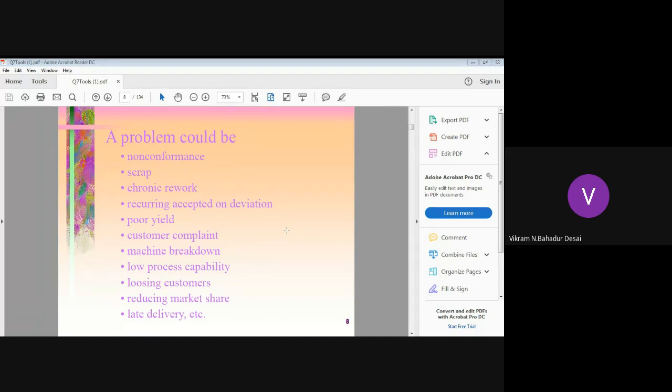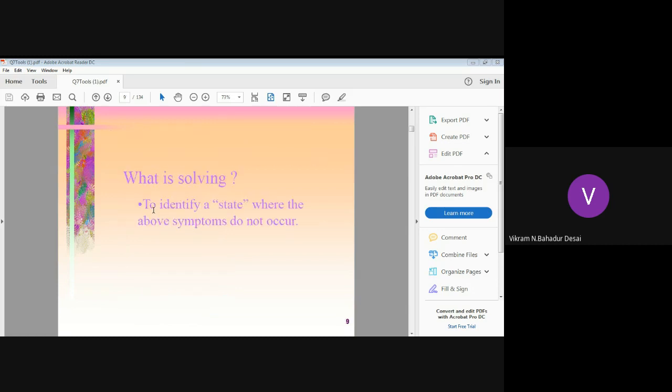A problem can be anything in any company. Non-conformance is a problem. Scrap is a problem. Chronic rework is a problem. Recurring accepted deviation, poor yield, customer complaints are problems. So many problems you will have in your project. Machine breakdown is a problem. Low process capability is a problem. Losing customers is a problem. These are all areas of your project: reducing market share, late delivery. So these are different problems.